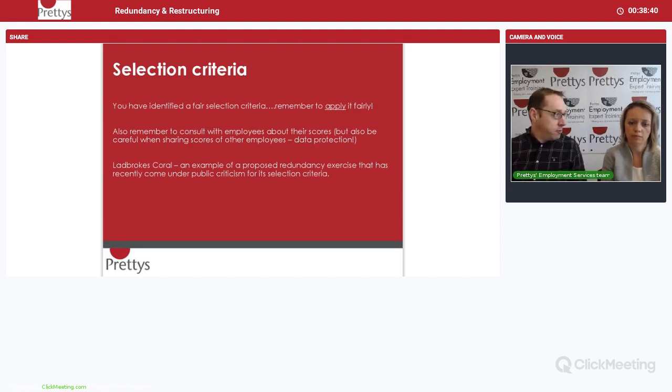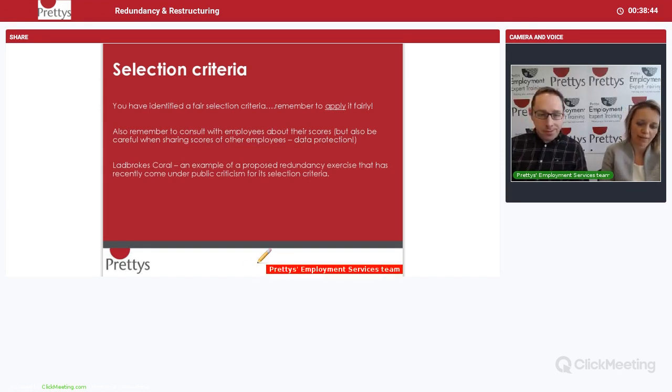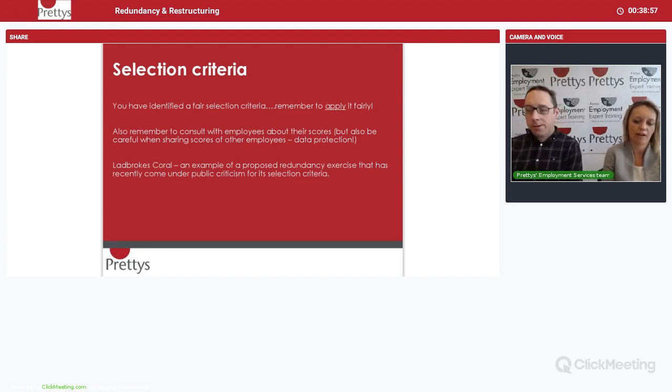Ladbrokes got themselves into a bit of trouble, I think, over this. Somehow their proposed redundancy exercise was leaked. I'm not quite sure how, but these things happen. They had a selection criteria set out, and one of the criteria was their employees' ability to turn potential customers onto their online betting, which obviously is not really ideal in terms of gambling awareness and that sort of thing. So they've come in for a bit of criticism.